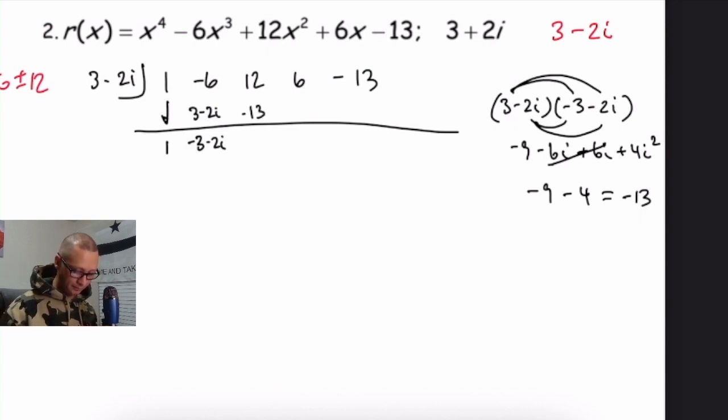Okay, when we add, this is going to be negative 1. It's kind of nice. All right, times 3 minus 2i, negative 3 plus 2i. When we add, we're going to get positive 3 plus 2i.